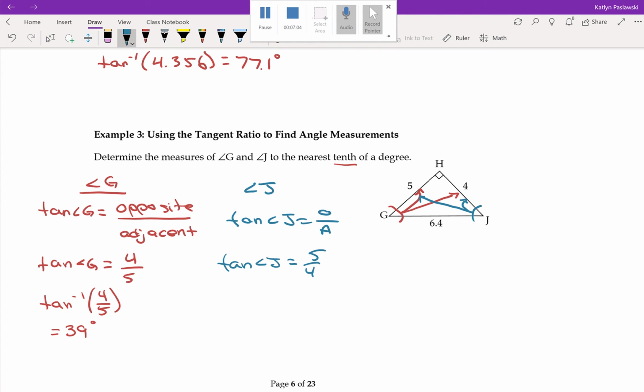Now because I'm solving for the degrees of the angle, I need to do inverse tan of open bracket 5 divided by 4 close bracket. This would give me 51 degrees.